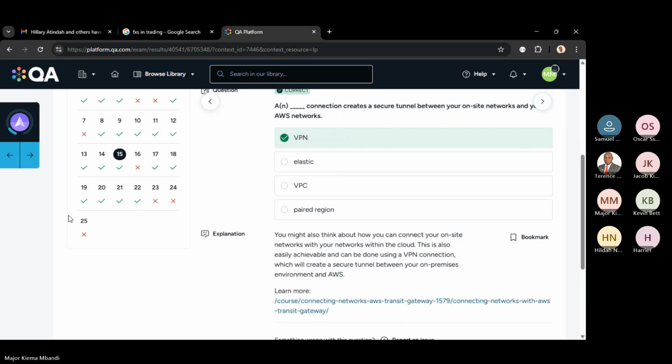15. Okay, 15. Maybe Samuel can take that on. A dash connection creates a secure tunnel between your on-site network and your AWS network. So VPN, virtual private network. Yeah, this is correct.